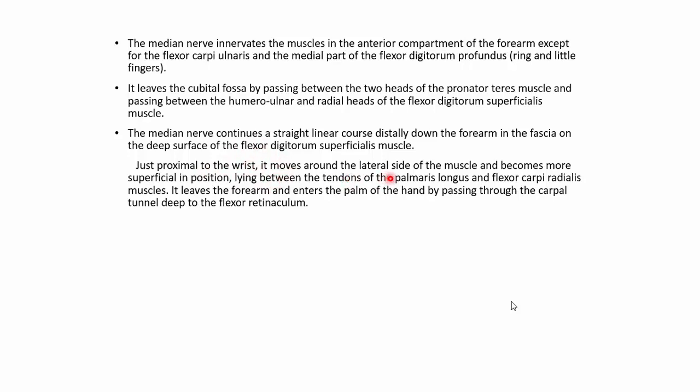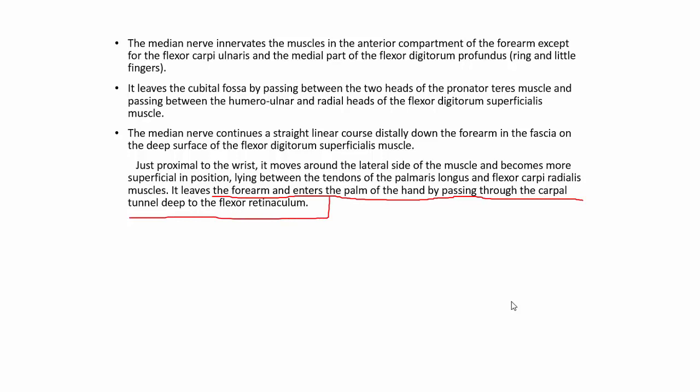It moves around the lateral side of the muscle and becomes more superficial in position, lying between the tendon of the palmaris longus and flexor carpi radialis muscle. It leaves the forearm and enters the palm of the hand by passing through the carpal tunnel deep to the flexor retinaculum. This is very important information: it enters the palm of the hand by passing through the carpal tunnel deep to the flexor retinaculum.